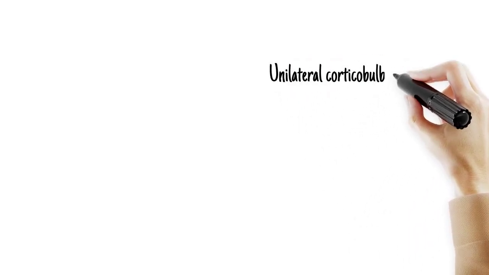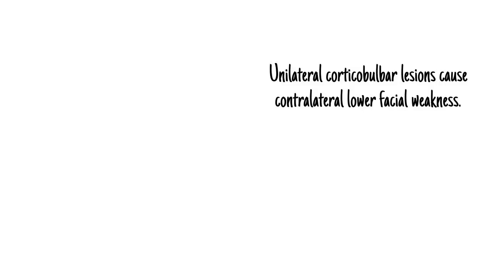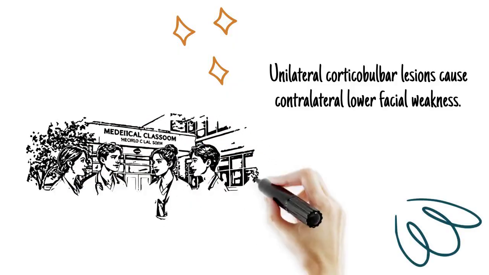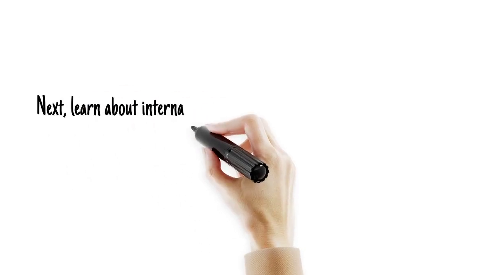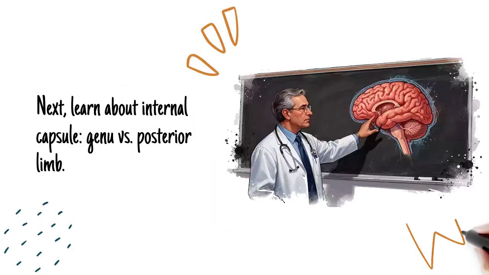Bulbar signs. Unilateral corticobulbar lesions typically spare the upper face but cause contralateral lower facial weakness. Bilateral corticobulbar involvement can produce dysarthria, dysphagia, bifacial weakness, pseudobulbar affect, or, in severe brainstem injury, locked-in syndrome when corticospinal tracts are also affected. In the next video, we will discuss the internal capsule, genu, versus posterior limb.